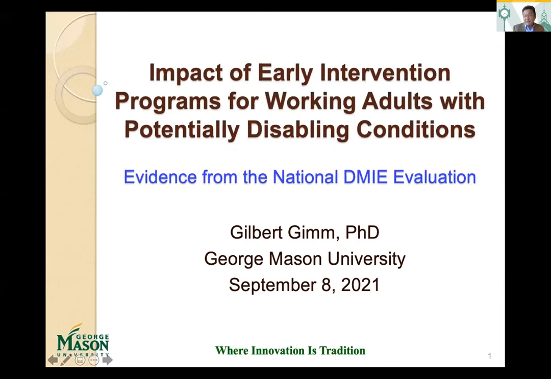Great. So thank you very much, Dr. Ipsen, for that kind introduction. As Catherine mentioned, I'm Gilbert Gim. I'm an associate professor from George Mason University in Fairfax, Virginia, and I'm delighted to be able to present today on the impact of early intervention programs for working adults with potentially disabling conditions, evidence from the National DMIE evaluation. The DMIE stands for the Demonstration to Maintain Independence and Employment. Community participation includes many different things, and in this case, the focus of this study will be on the importance of employment.